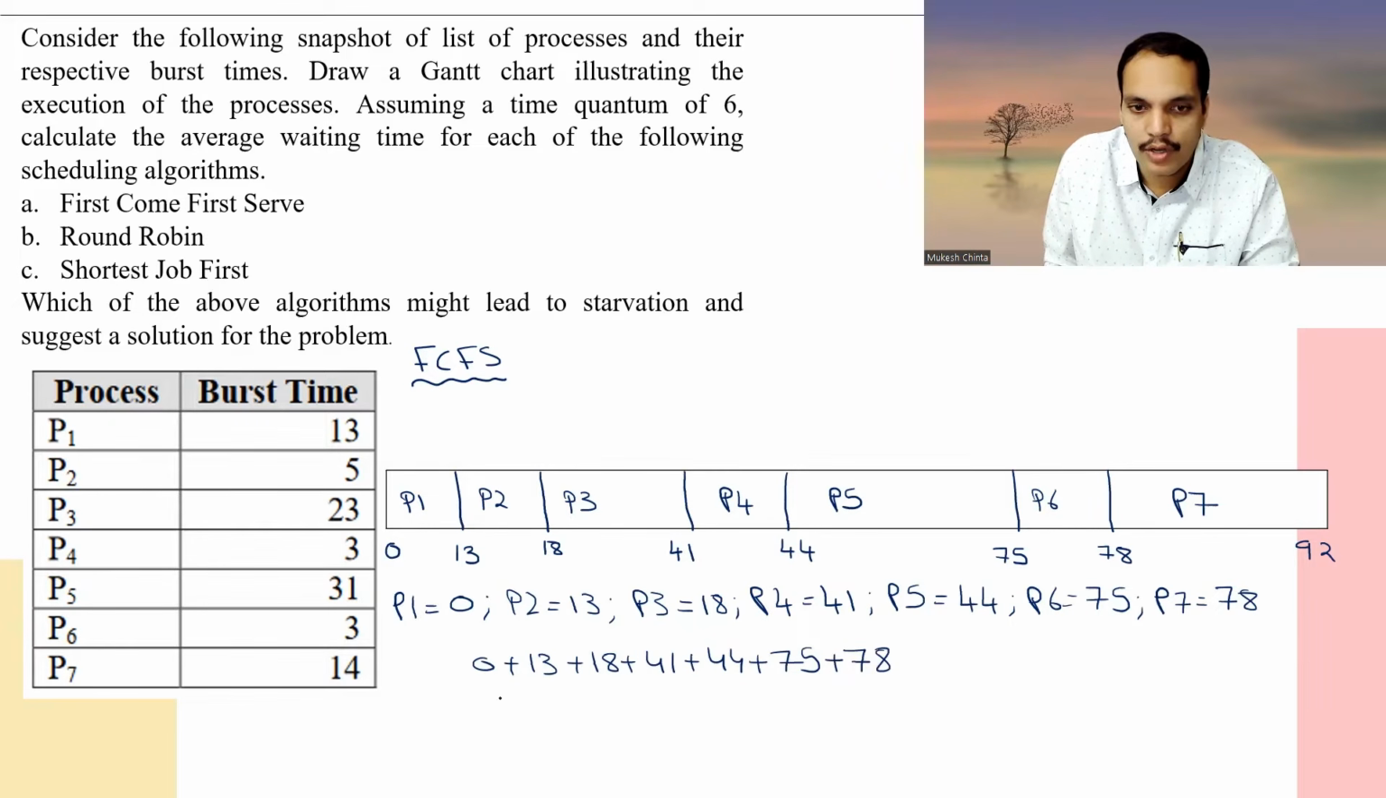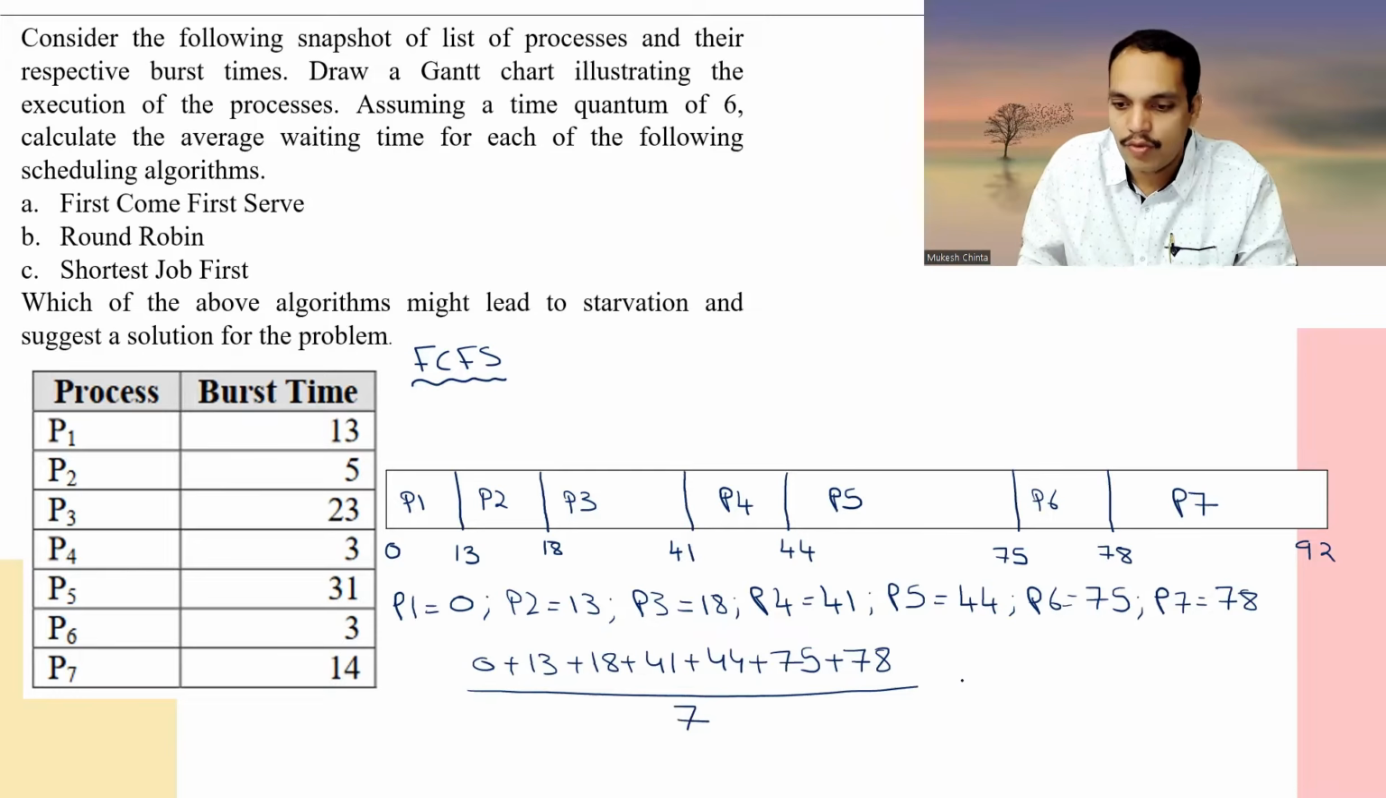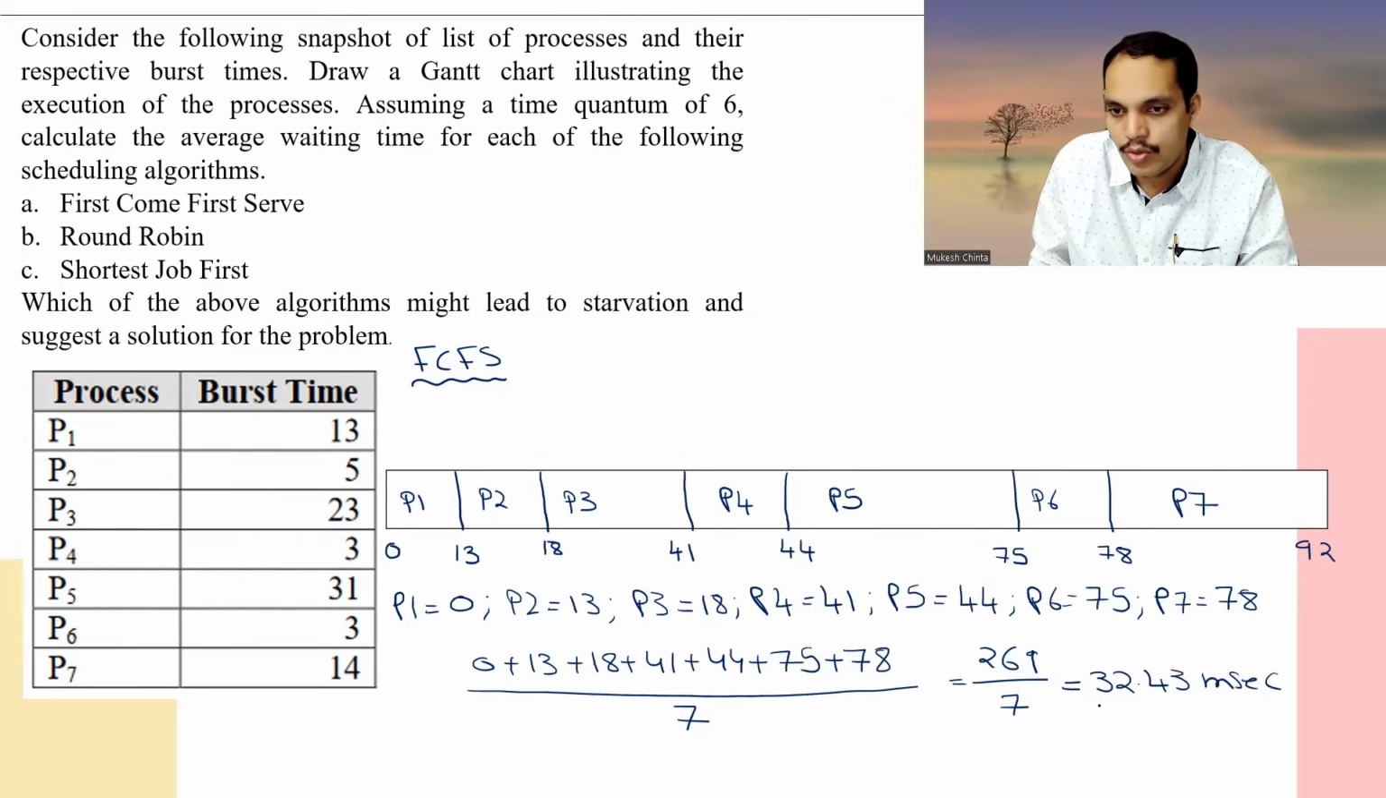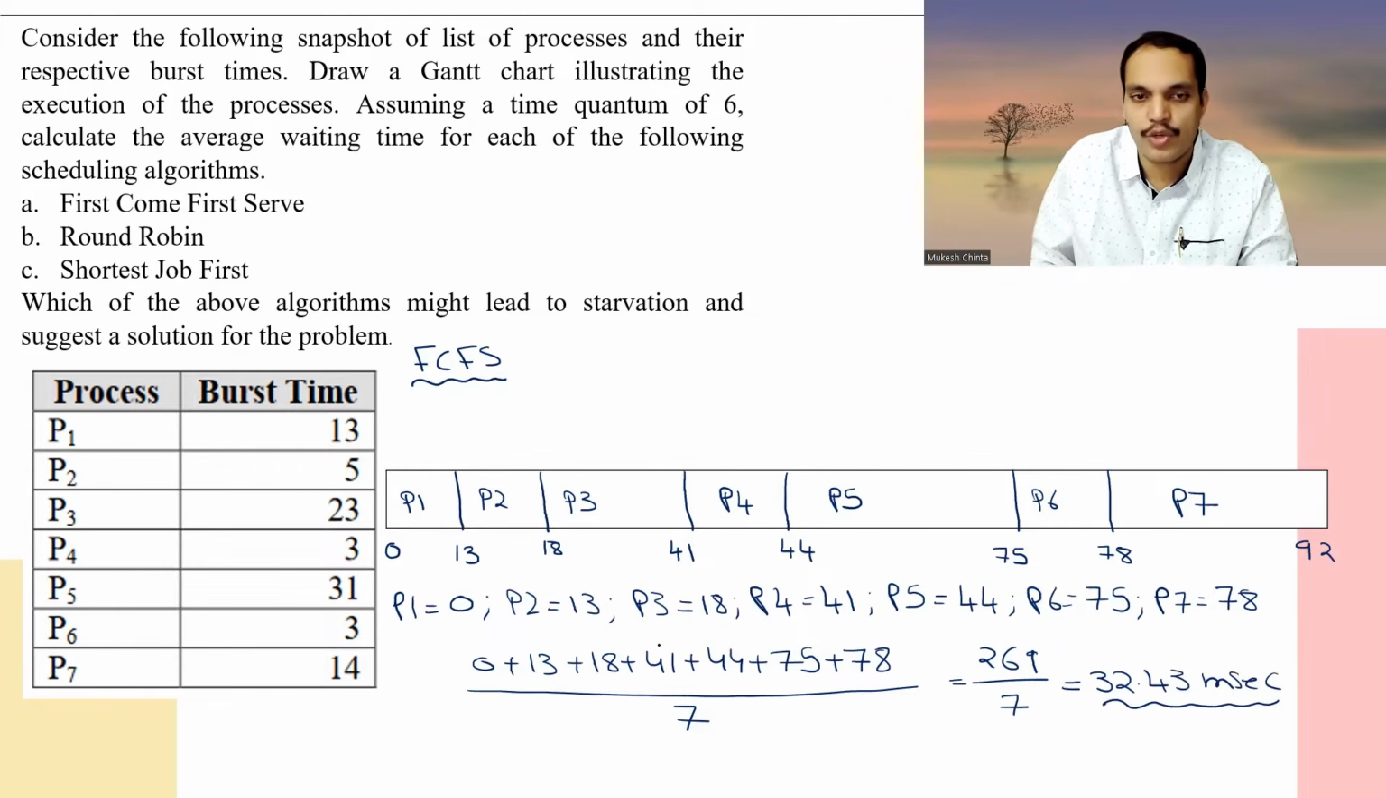How many processes are there in total? Divided by 7. So divide this by 7, which gives you 269 by 7. So the total average waiting time is 32.43 milliseconds using the FCFS scheduling algorithm.